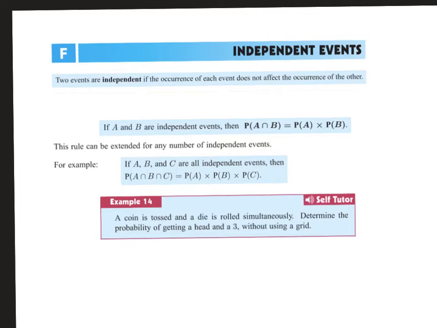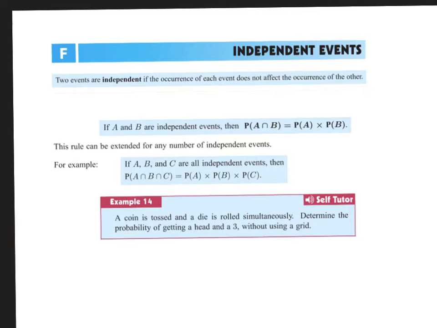Two events are considered to be independent if the occurrence of each event does not affect the occurrence of the other. So if we look at this symbolically, and remember that symbols are very important in probability, if we look at the intersection of two events, the probability of the intersection of event A and B, if the events are independent, then that simply means that we take the product of the probability of event A occurring and the probability of event B occurring. This isn't limited to just two events.